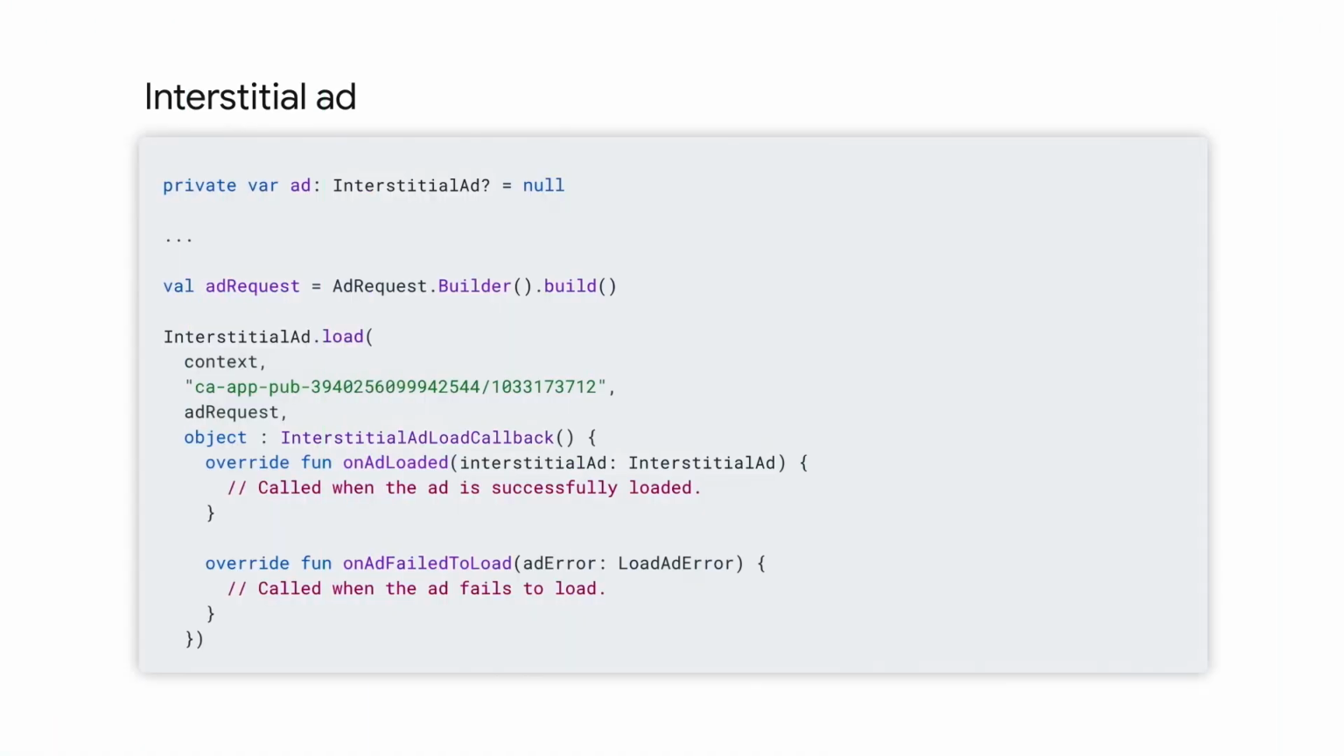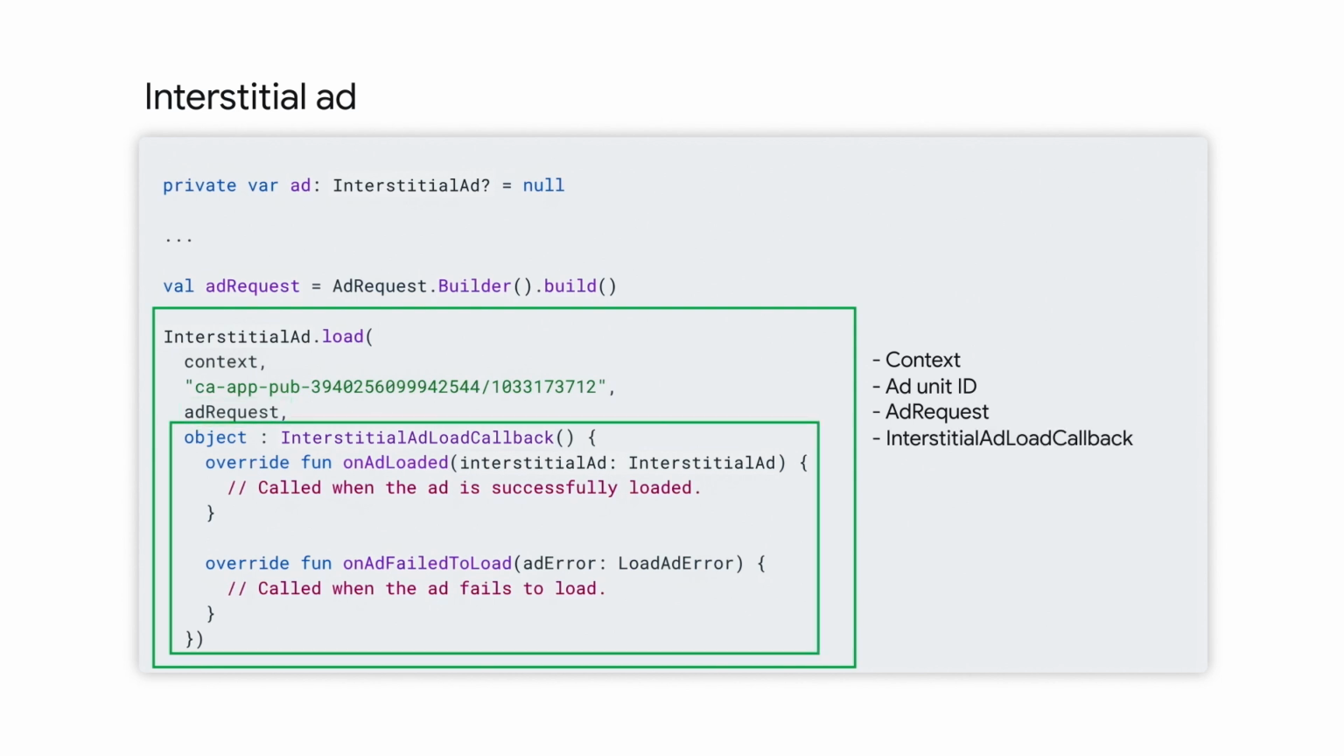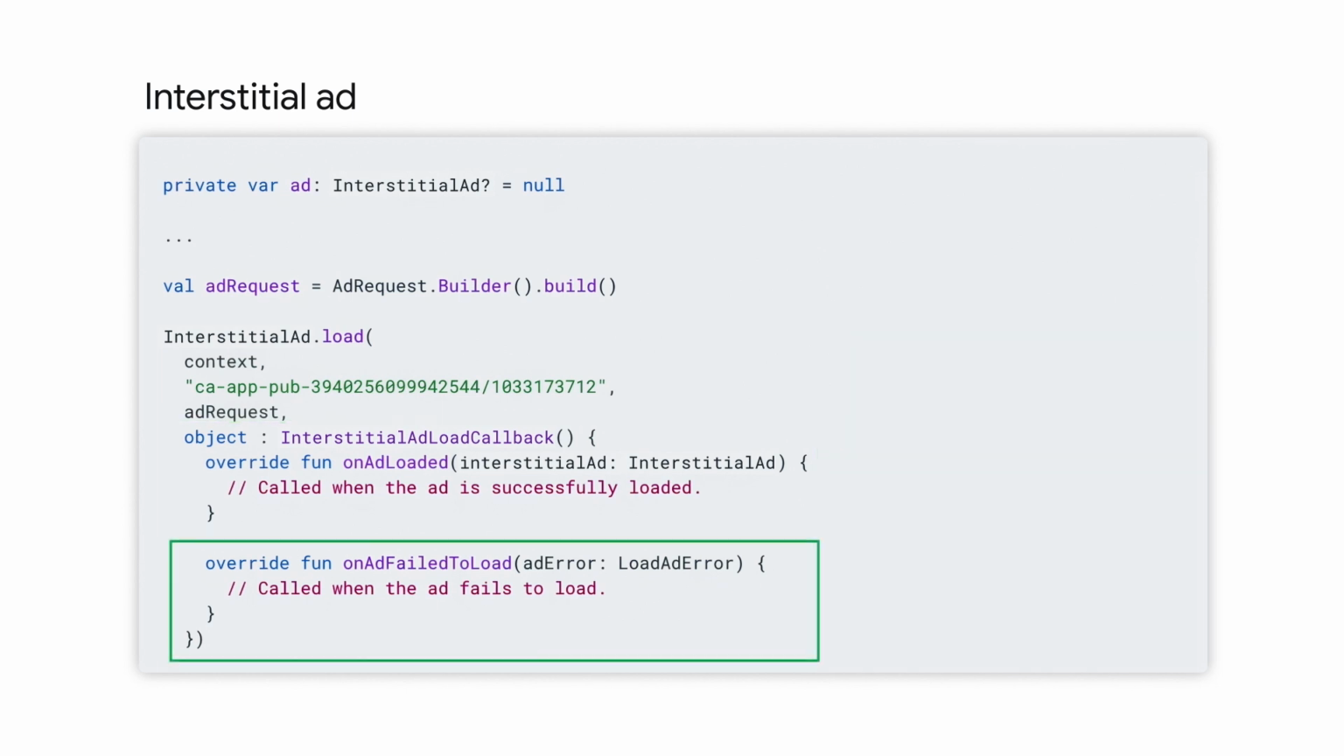The code for loading a full screen ad is fairly similar for all three ad formats. I'll demonstrate with an interstitial ad first as an example. Declare an interstitial ad variable that will hold a reference to the loaded ad. Then, call the static interstitialAd.load method, passing in the context, ad unit ID, the ad request, and the interstitial ad load callback object. The callback notifies you when the ad is loaded or if an error occurred. Inspect the load ad error to see why the ad load failed.